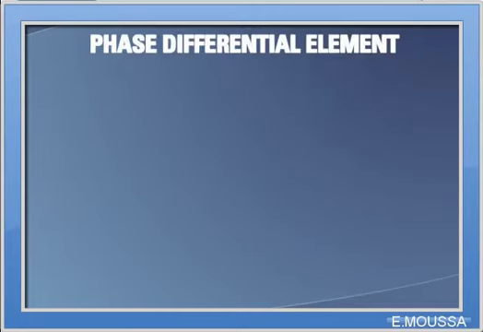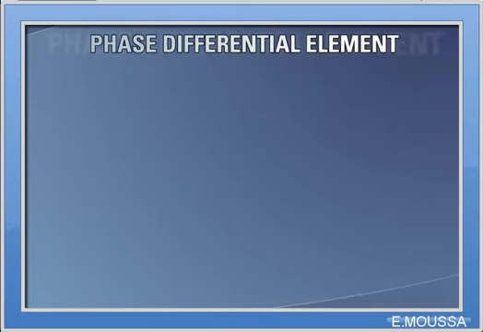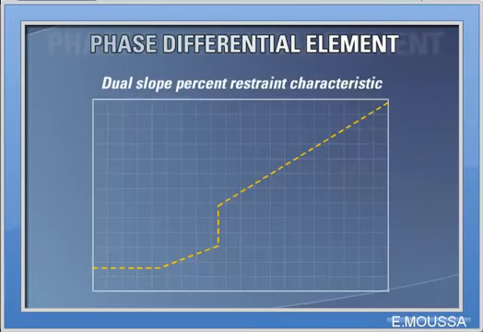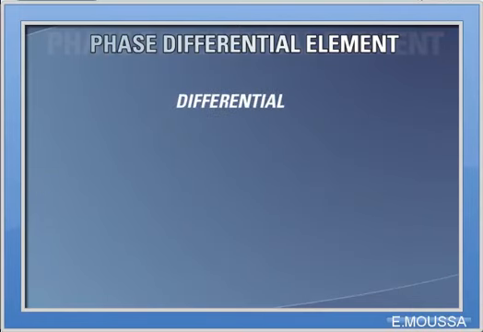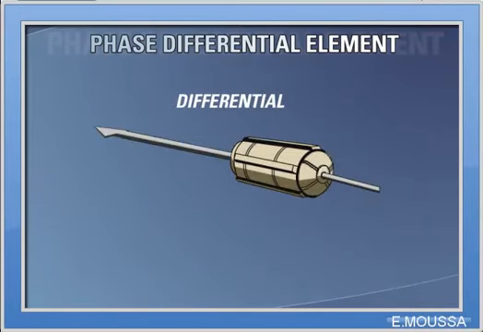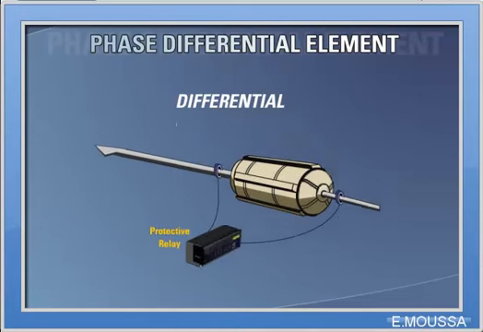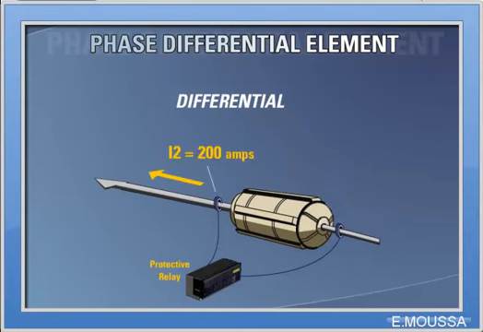The first primary generator protective element we will discuss is the phase differential element, which consists of the well-known dual slope percent restraint characteristic. Let's quickly review its operation. The phase differential element operates by utilizing the differential signal and the restraint signal. Three differential elements are used, one for each of the generator's windings. For each, a differential signal is derived from the phasor sum of the current flowing into and out of each phase of the generator's stator windings, I1 and I2 respectively.